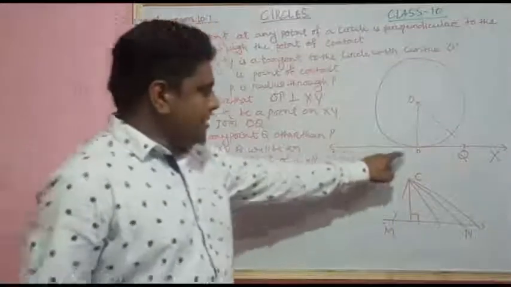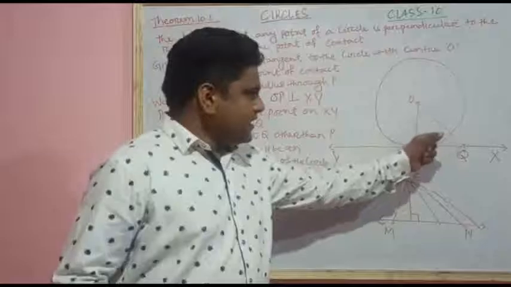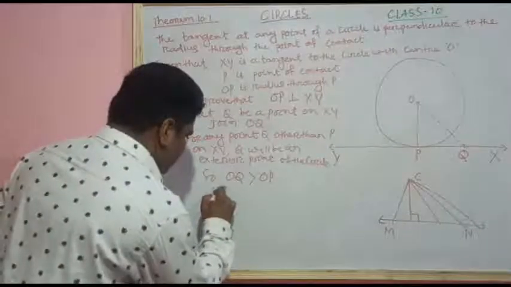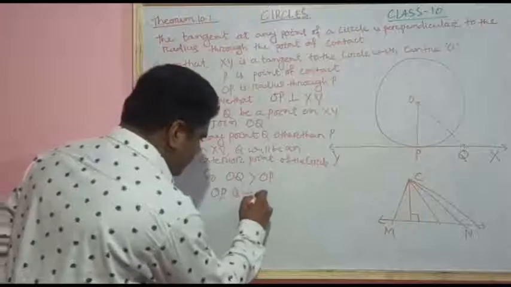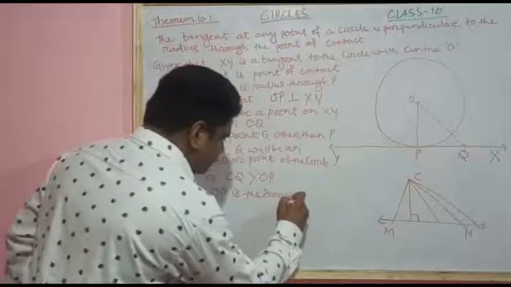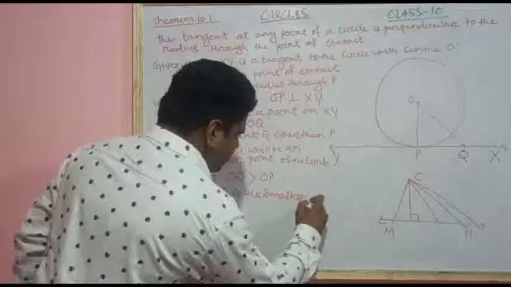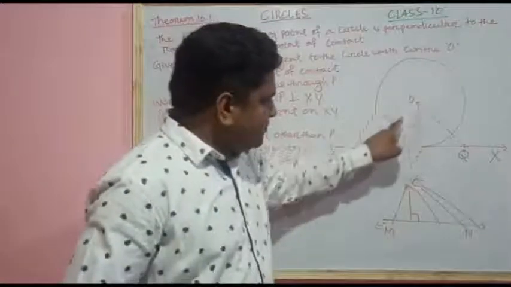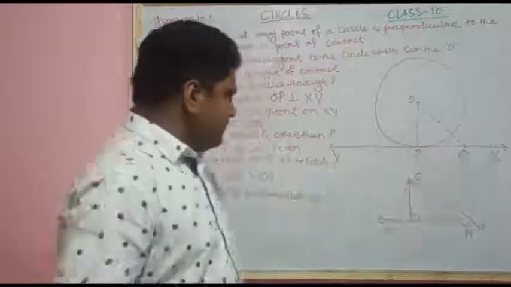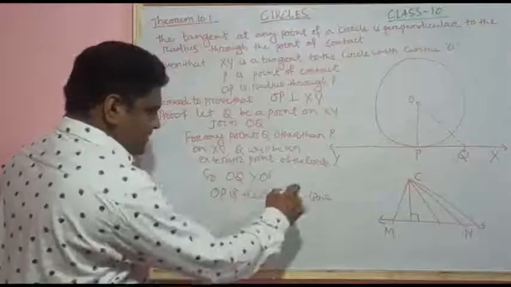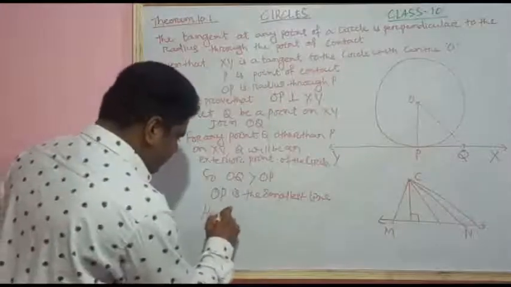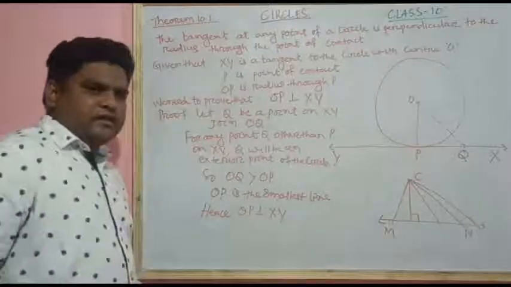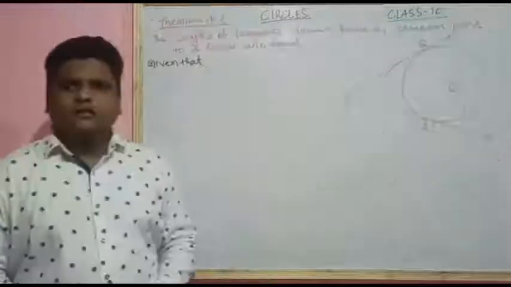For any point on XY, OQ must be greater than OP, so OP is the smallest line among all lines joining O to the points on XY. Hence OP is perpendicular to XY. Now theorem 10.1 is proved.